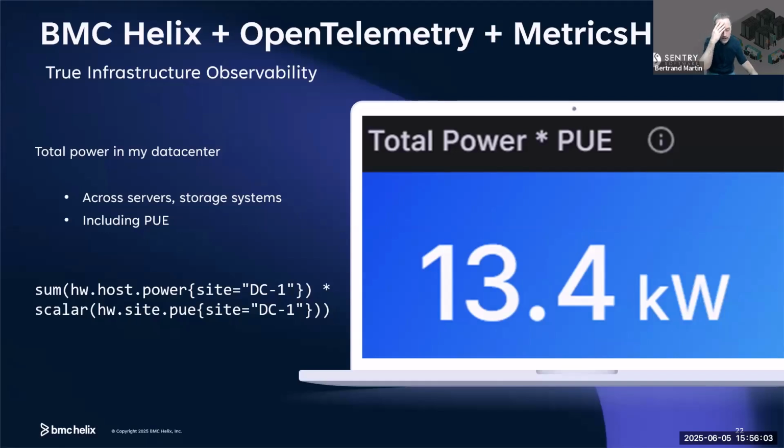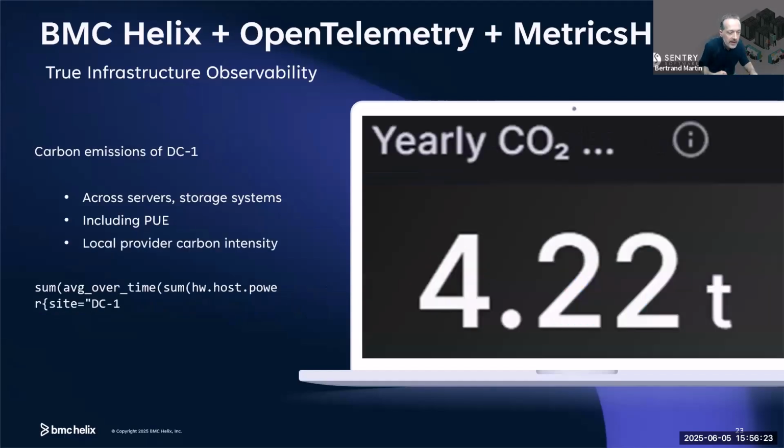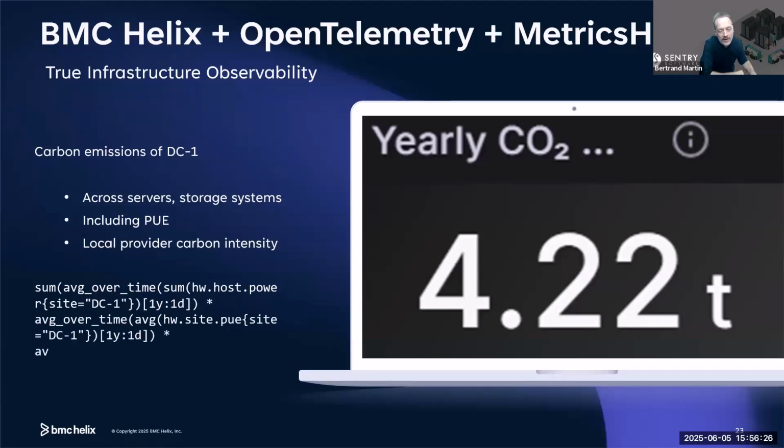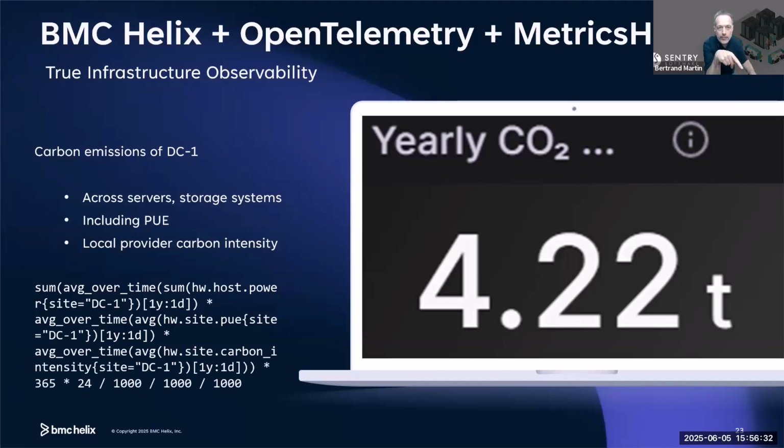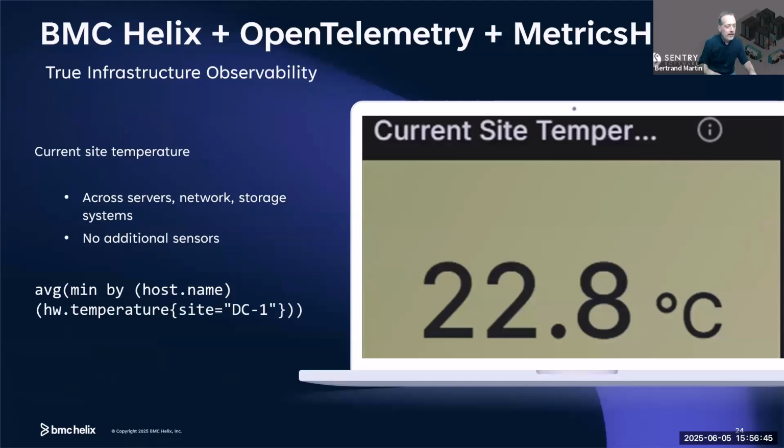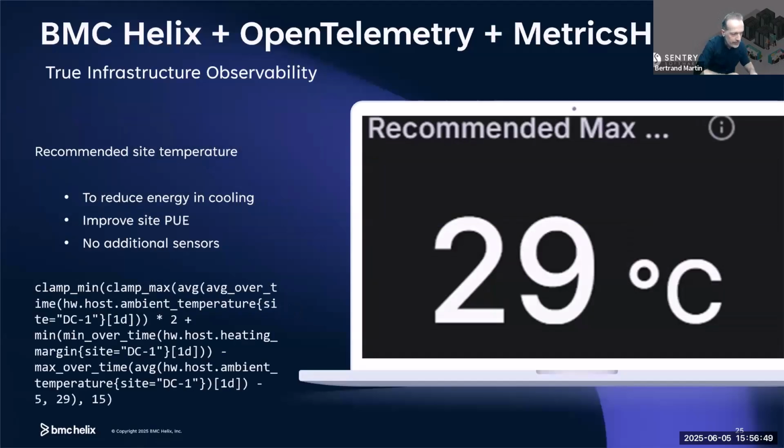Power usage, that's interesting. For this one, you need something like Metrics Hub. Metrics Hub, by the way, has been named one of the main collectors for OpenTelemetry by Gartner. So this simple query gets you the power usage in your data center. If you want the carbon emissions of your data center, well, the formula is a bit more complicated, I have to admit, but it's still just one query. To get this number, people hire consultants to work for weeks to get this number once a year. Here you can have it live in a BMC Helix dashboard. Same for temperature. Then temperature optimization, I'm not going to go through this one.